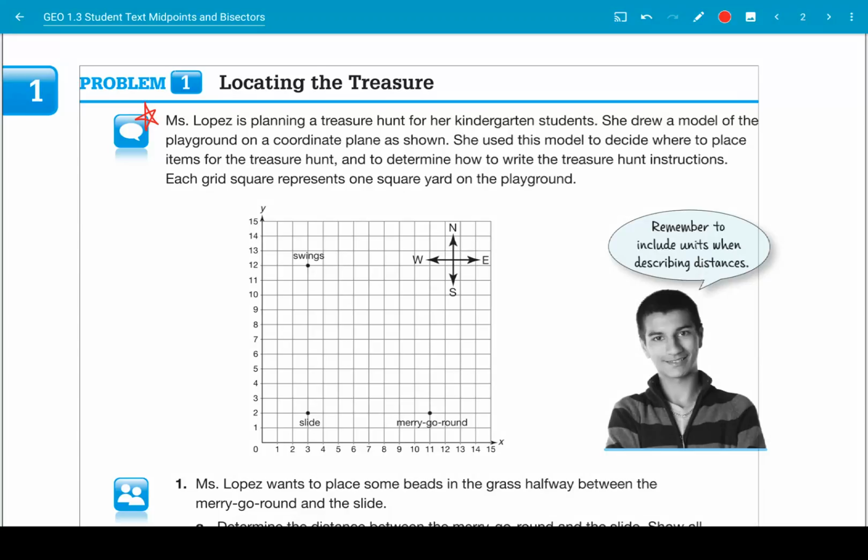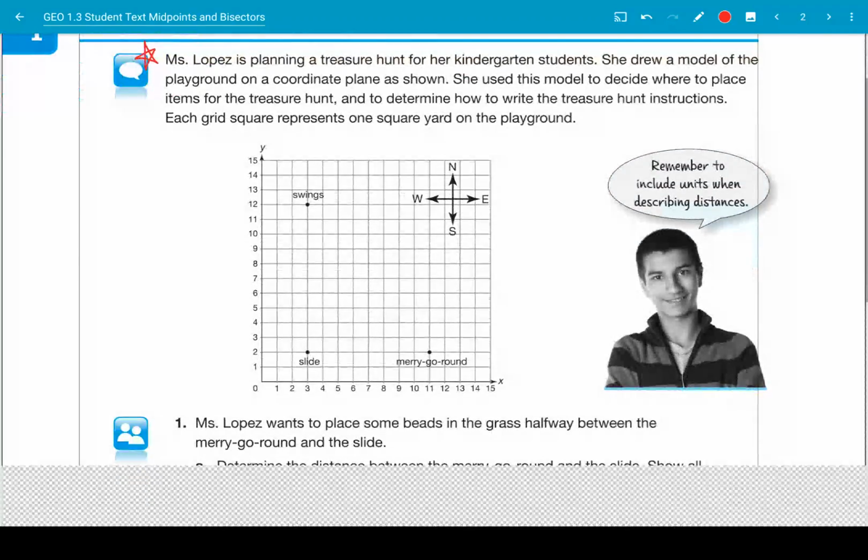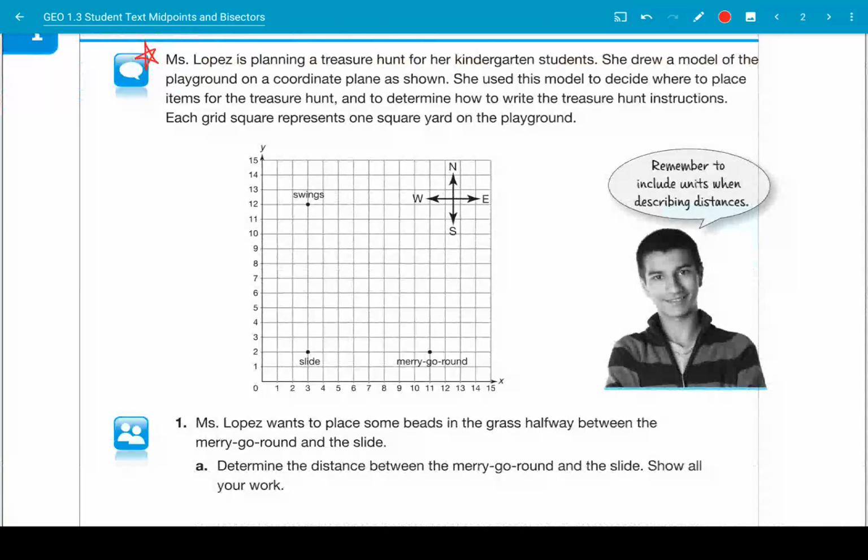She used this model to decide where to place items for the treasure hunt and to determine how to write the treasure hunt instructions. Each grid square represents 1 square yard on the playground. Okay. We're going to use this coordinate plane to figure out where some things are.